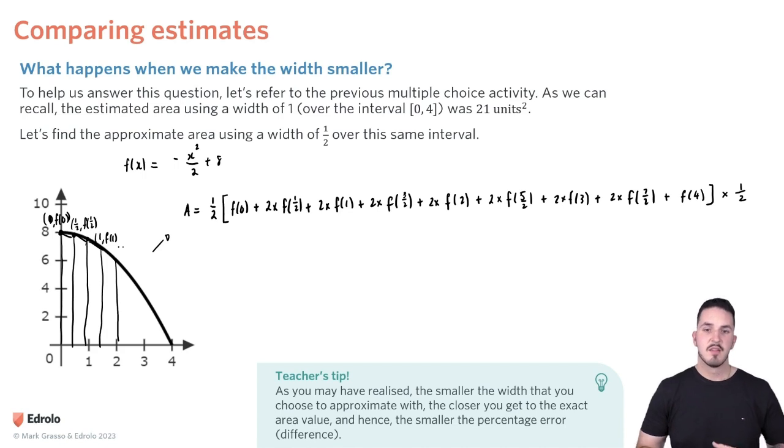To evaluate this, we'll put it into our CAS, because that would take quite a long time to do by hand. Putting this into the calculator and evaluating all of these values together, we're finally left with A equals approximately 21.25 units squared. So again, getting closer to what the exact value would be for this particular graph. As you may have realized, the smaller the width that you choose to approximate with, the closer you get to the exact area value, and hence the smaller the percentage error or difference.